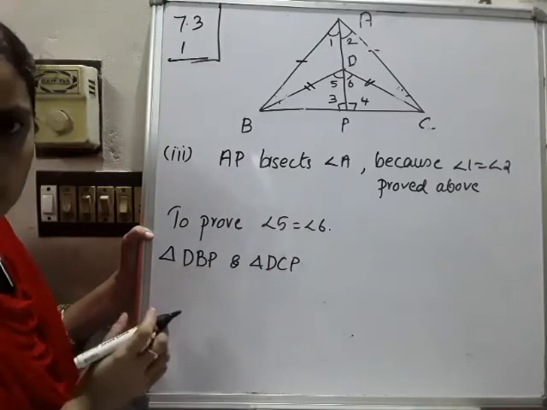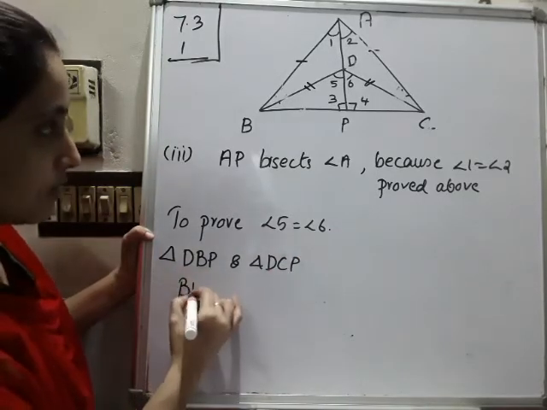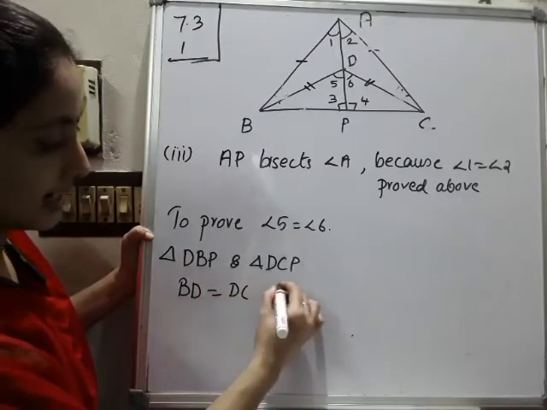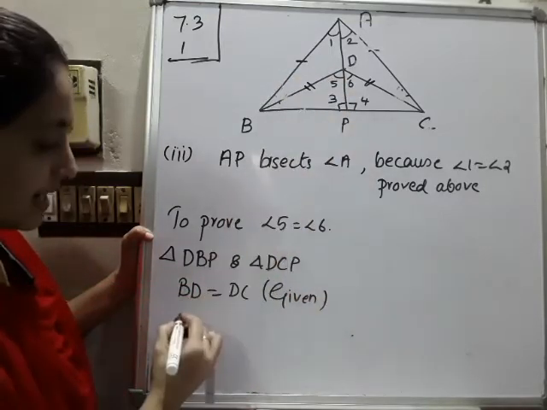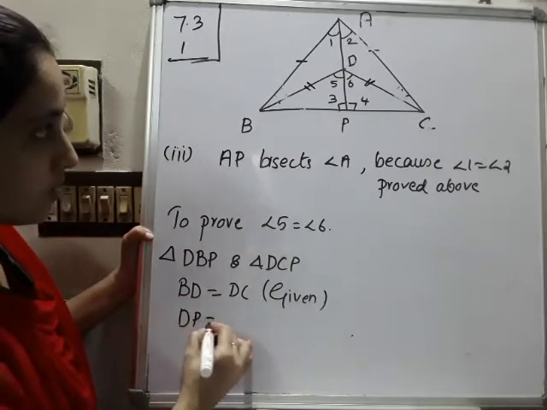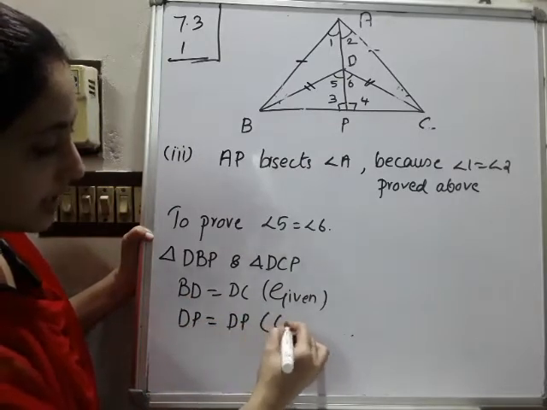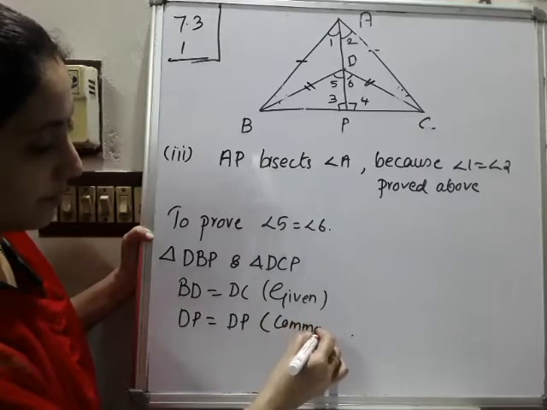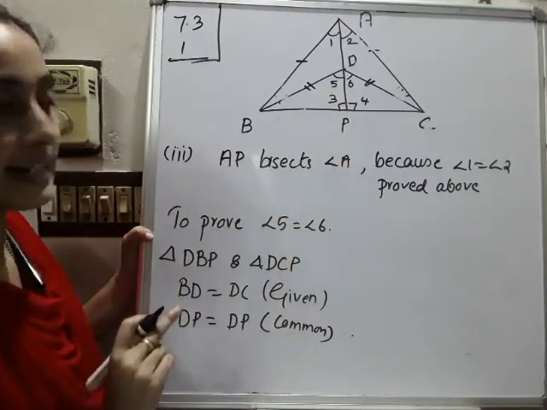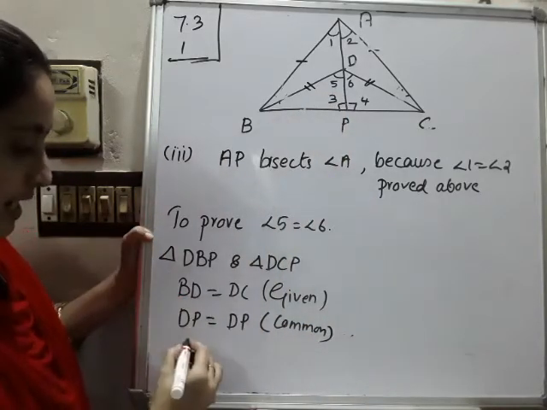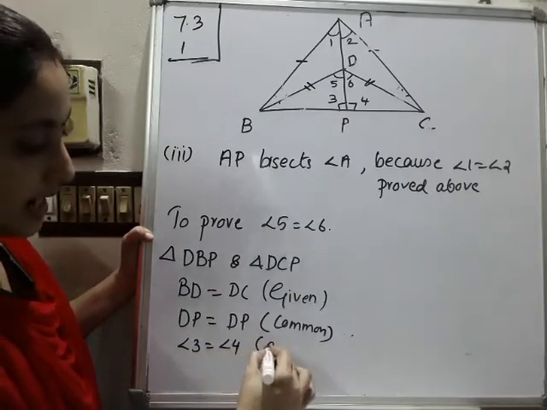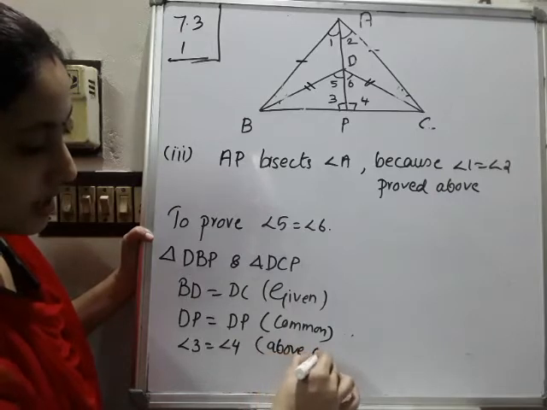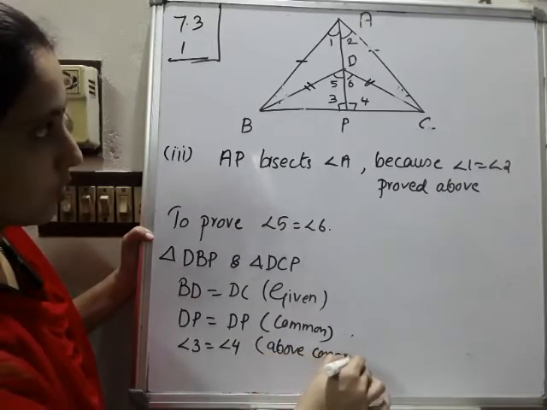Is there any equal sides? Yes, BD is equal to DC. That is given in the question. Then common side is there. What is the common side? DP is equal to DP. That is common. Okay. Already angle 3 is equal to angle 4. We already proved. So angle 3 is equal to angle 4. Reason? Above congruence.